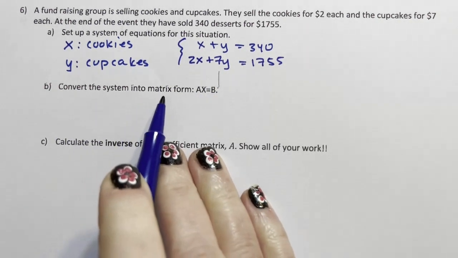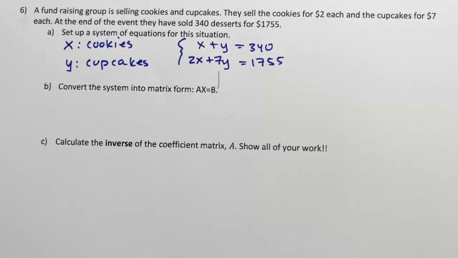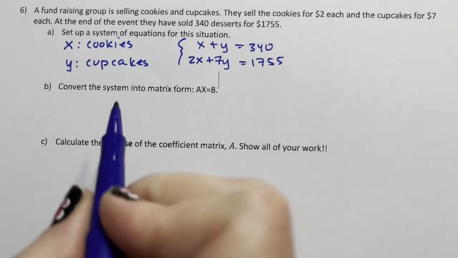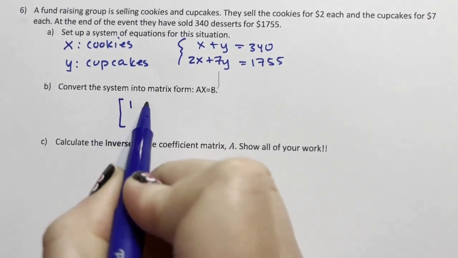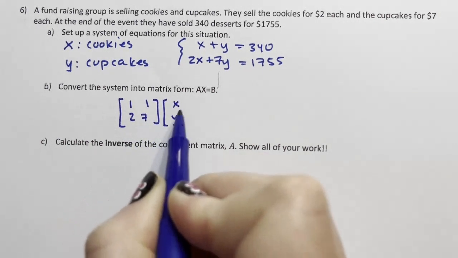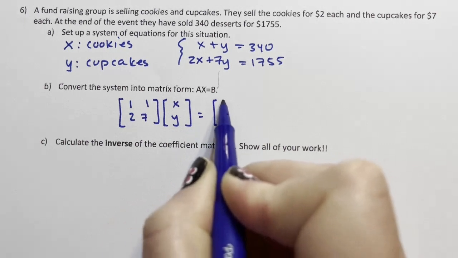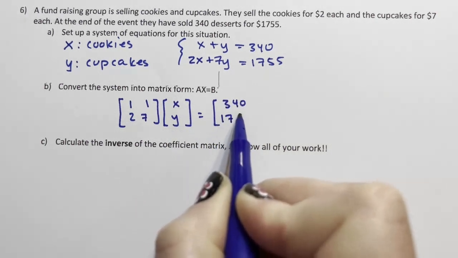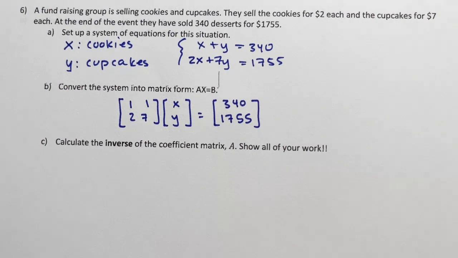Now it says convert the system into a matrix using this form. Normally we use an augmented matrix, which is 1, 1, 340, 2, 7, 1755, with a line for the equal sign. That is not what this is asking for. It is asking for an A matrix, which is the coefficients, an X matrix, which is the variables, an equal sign, and an answer matrix. So this wants specifically 1, 1, 2, 7, times X, Y, equals 340, 1755. That's what this is asking for, that matrix.